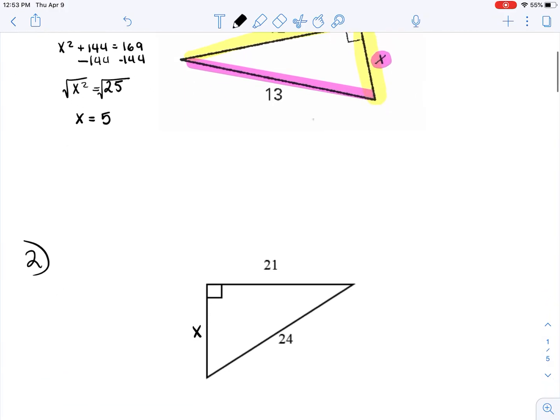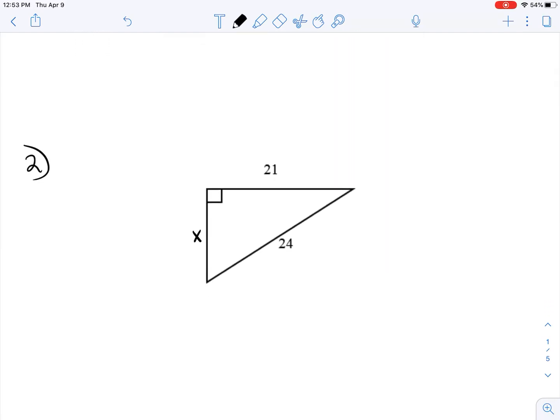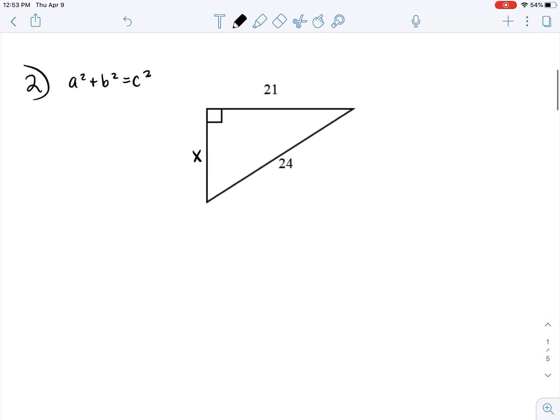So here's another problem. We were asked to find the leg. Again, you can use a squared plus b squared equals c squared to find the leg. That is a problem for you to do. Set it up and solve and find that missing leg.